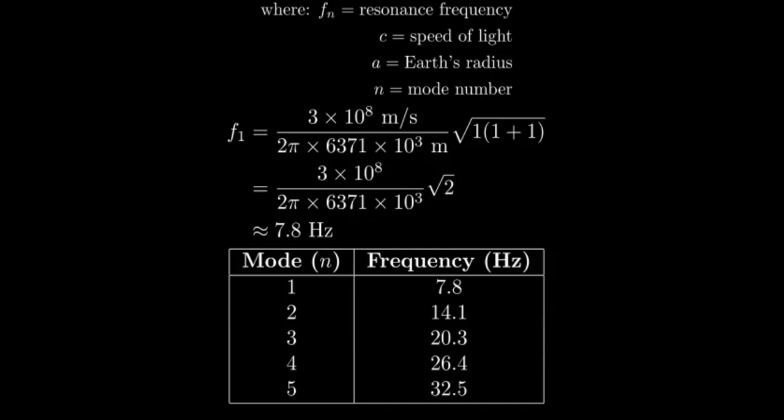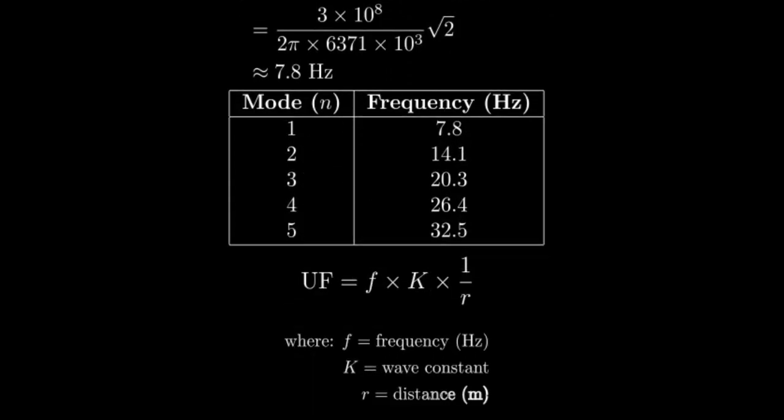Now, let's look at how we can relate the Schumann resonance to a wave equation model called the UF equation. The UF equation relates frequency, a wave constant, and distance in the following way. UF equals F times K divided by R, where F is the frequency in Hertz, K is a wave constant, and R is the distance in meters.